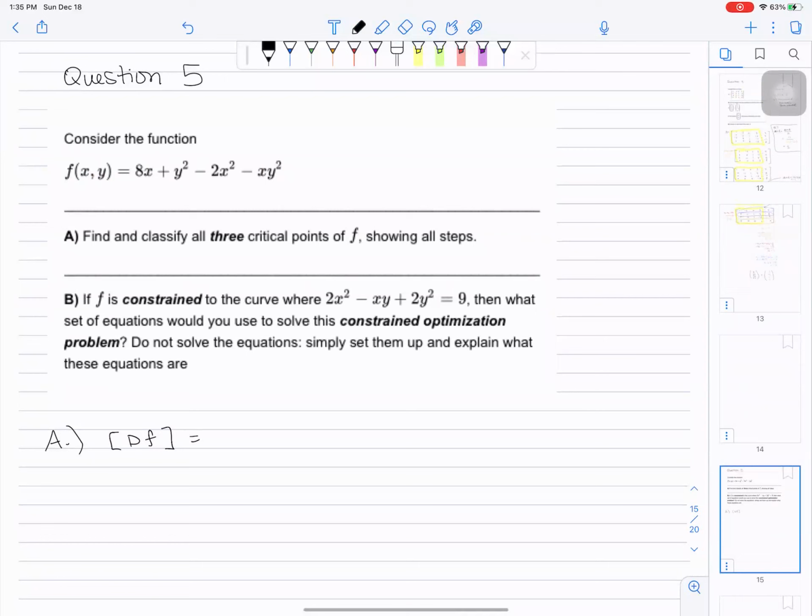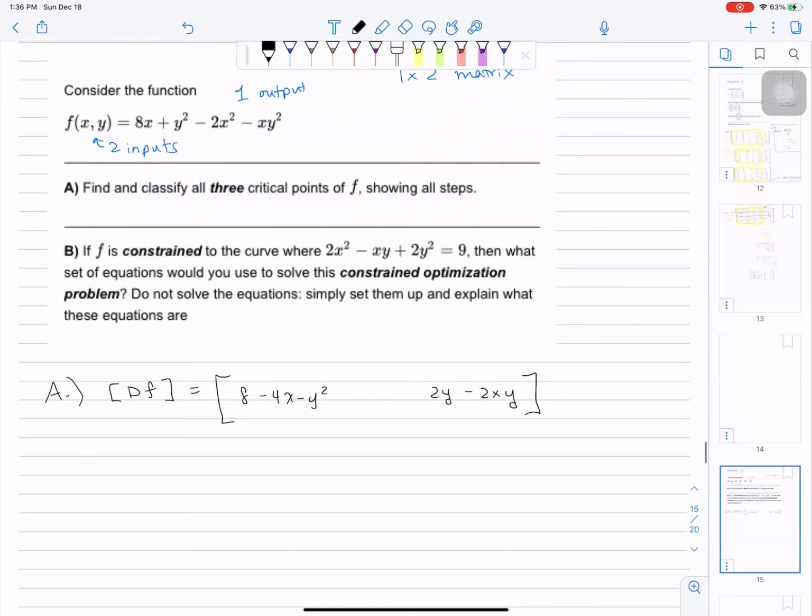What is the derivative df? Well, I only have one output and 2 inputs, which means what should the size of my matrix be? It should be a 1 by 2 matrix. So I have one output, so 1 row, and 2 inputs, 2 columns. So the partial with respect to x is 8 minus 4x minus y squared. And the partial with respect to y is 2y minus 2xy. To get the critical points, the analog is that I want to set it equal to 0 everywhere.